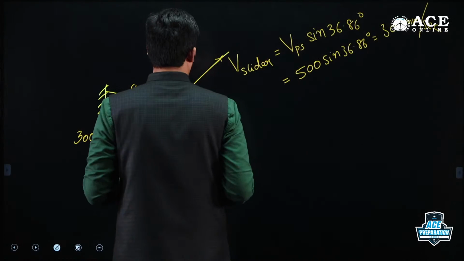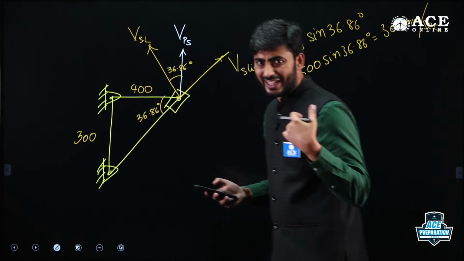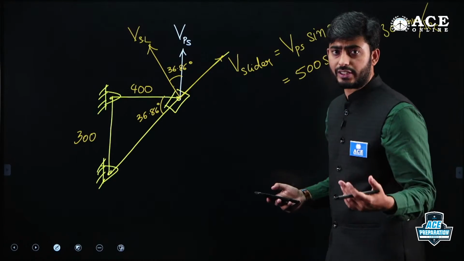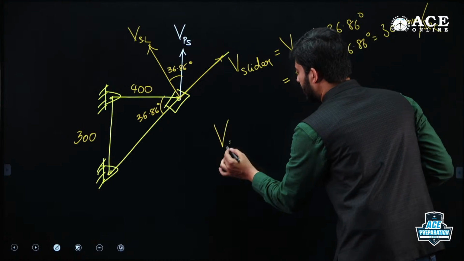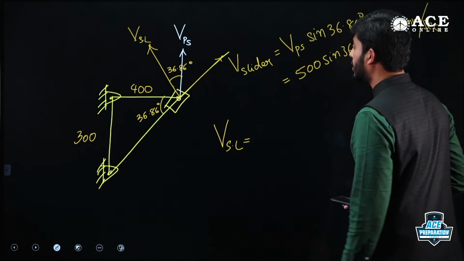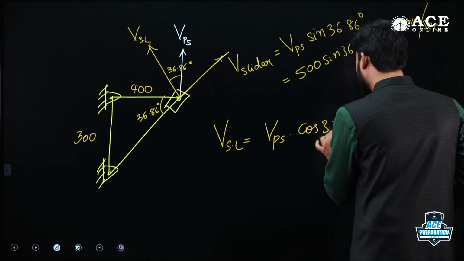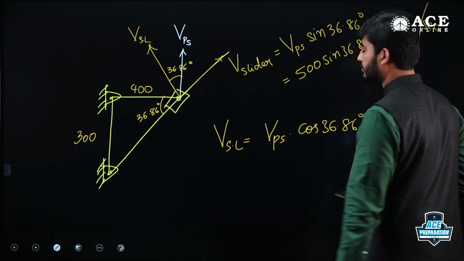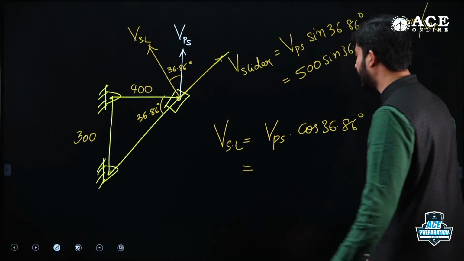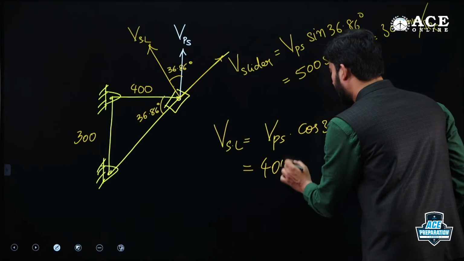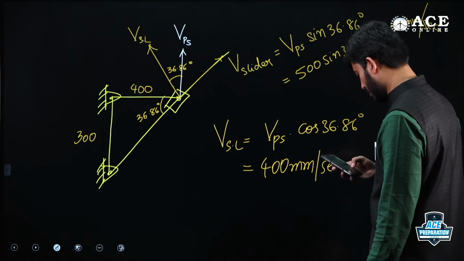And this will be the velocity of the slotted bar, because the slotted bar is in angular motion, so the velocity vector will be perpendicular to the slotted bar. So V slotted bar is equal to VPS cosine of 36.86. VPS is 500 and cosine of 36.86 is 0.8. So that is 400 mm per second.